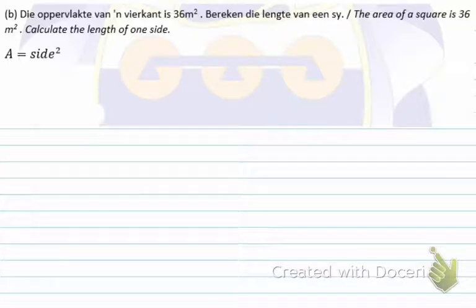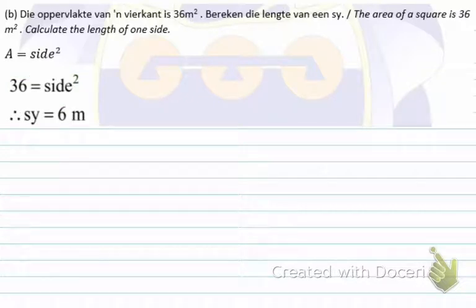I substitute the 36 into the place of area. And now we have to get rid of this square here. And to get rid of that square, I need to take the square root on the other side. And the square root of 36 is 6. So we have the length of one side.